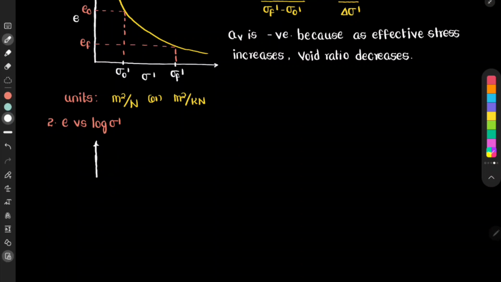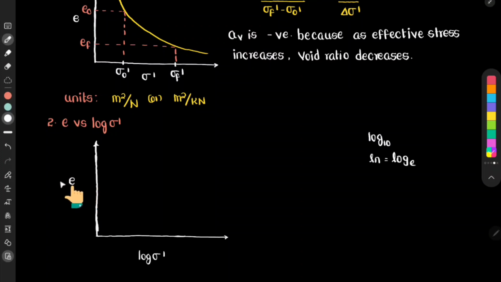So once again consider void ratio on the y-axis, and then log sigma dash. Here the base is 10. If we see only log, the base is 10. If we see ln, that means the base is e. So on the y-axis consider e, the void ratio.